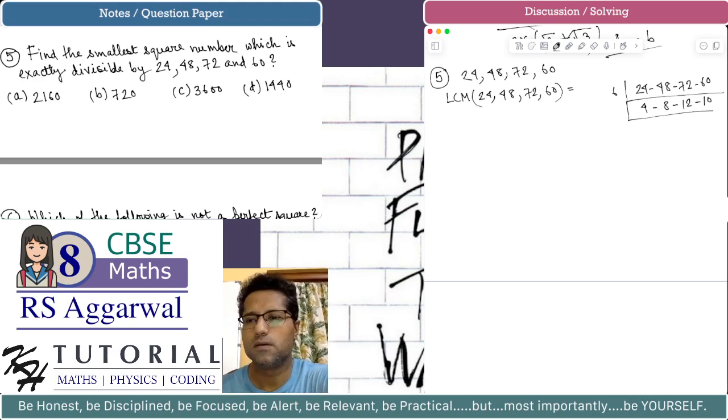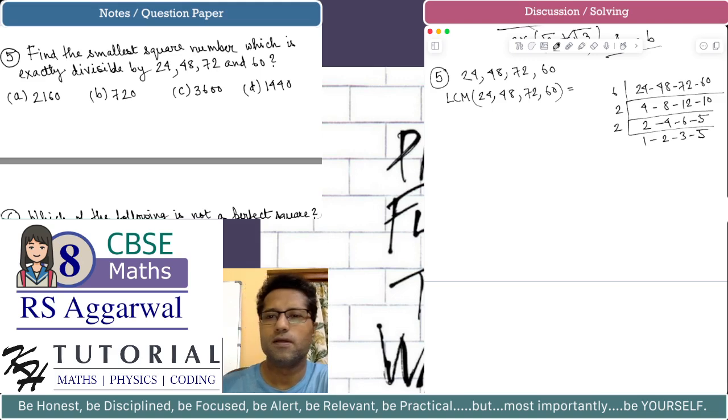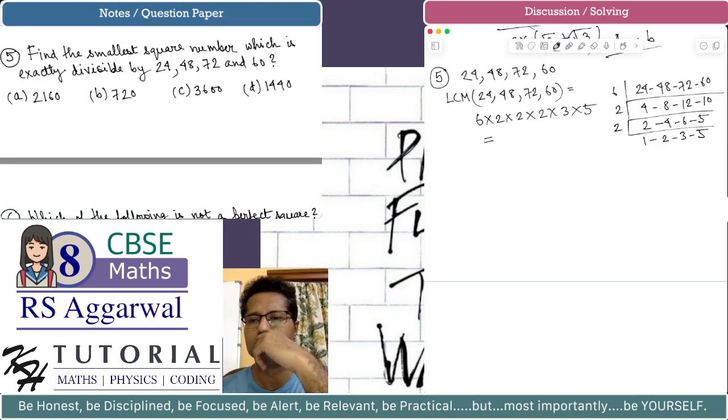Let's divide by 2. We have 2, 4, 6, 5. Let's divide by 2 again: 1, 2, 3, 5. So the least common multiple will be 6 into 2 into 2 into 2 into 3 into 5, which is equal to 10, 30, 60, 120. This is equal to 720.